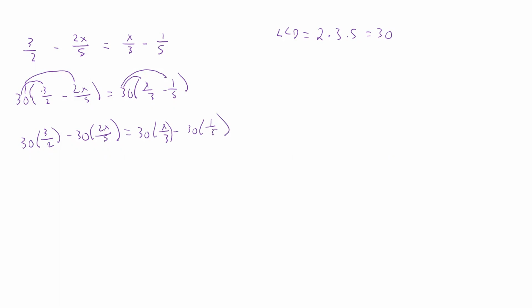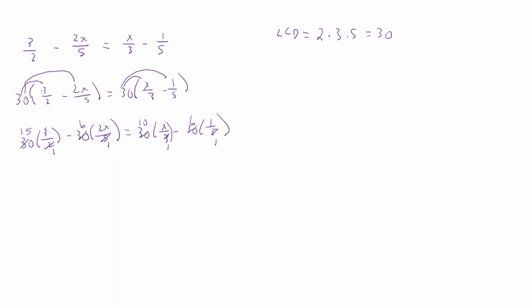Now, when we reduce all of these, we'll get rid of all the fractions. 2 will go in here once. That'll go in here 15 times. 5 will go in here once. It'll go in here 6 times. 3 will go in here once, 10 times. 5 will go in here once, and that'll go in 6 times.